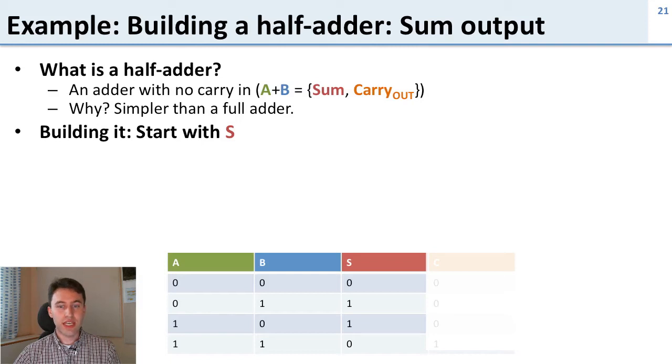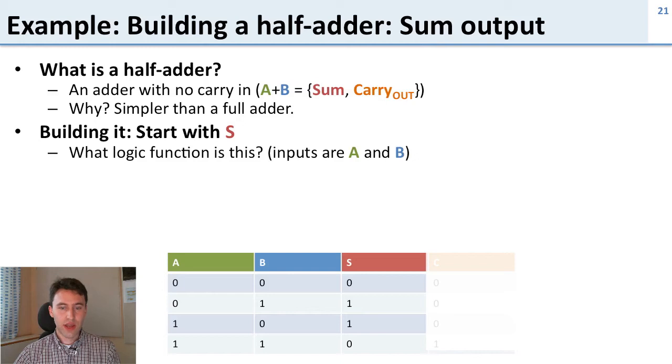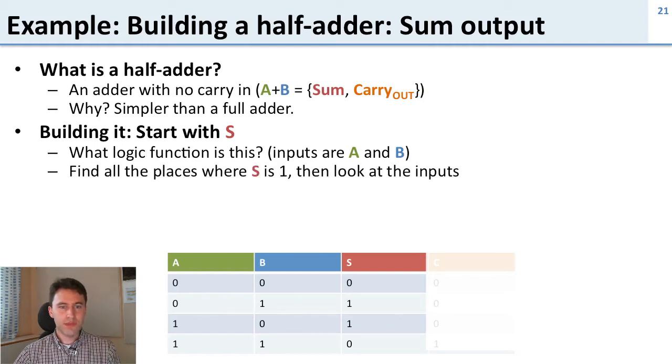So, to figure out how to build a half adder, let's start looking at one of the outputs. We'll start looking at just the s, or the sum output. So what logic function is this? Here we have our truth table, the inputs are a and b, and the output is s. Well, this may not be totally obvious, so let's start out a little more systematically. Let's find all the places where the sum output s is 1, and then we'll look at the inputs. So s is 1 here, and that's whenever these inputs are true. So sum is true whenever a is 1 but not b, or whenever b is 1 but not a. Do you recognize that logic function?